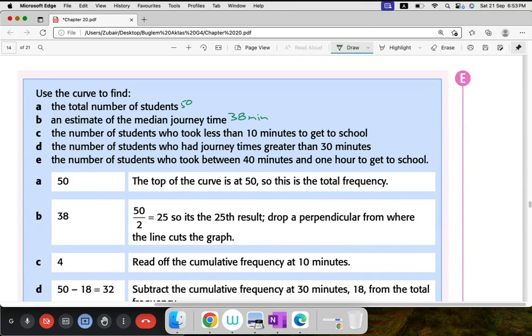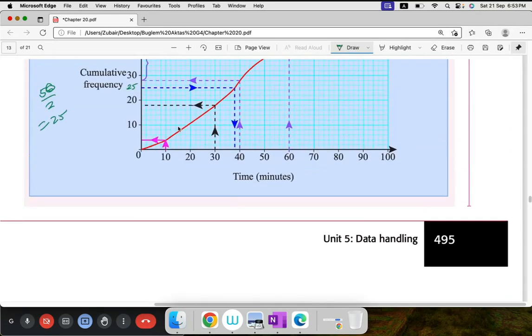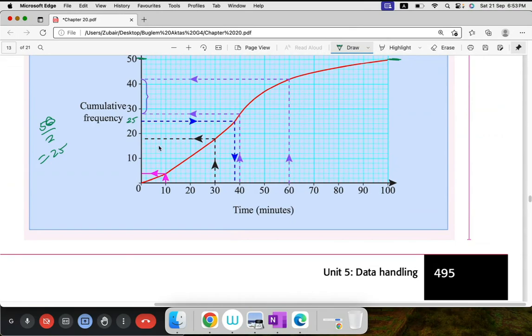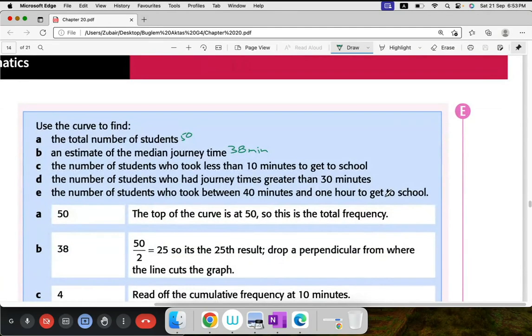Part C says the number of students who took less than 10 minutes to go to school. Now the question is about time. So less than 10 minutes, 4 students. If the same question had said more than 10 minutes, we would answer 46. Getting it? Yes. So less than 10 minutes were 4.